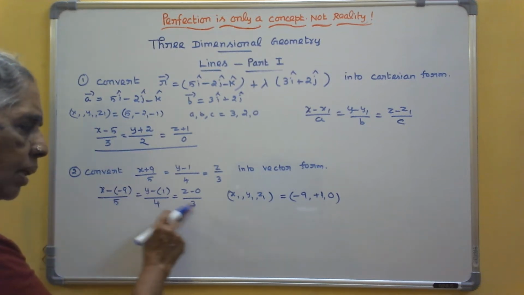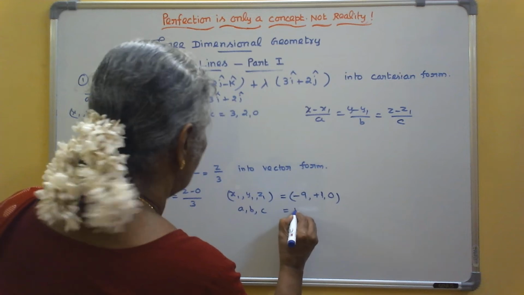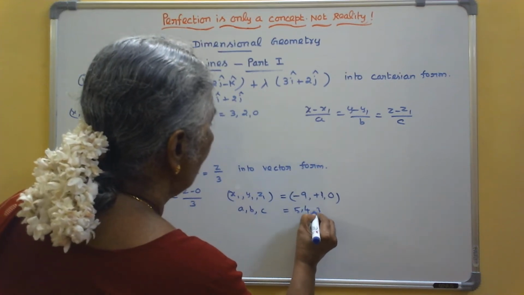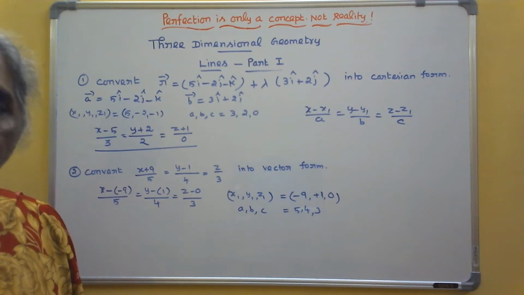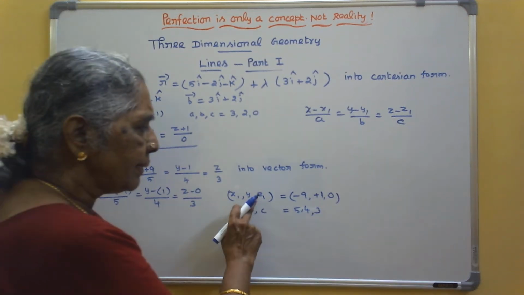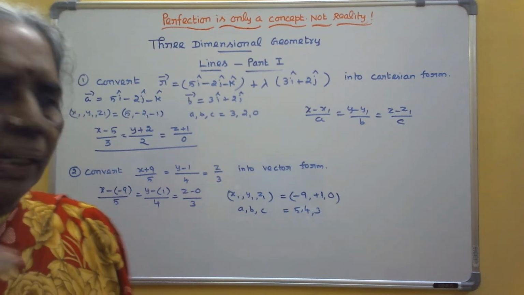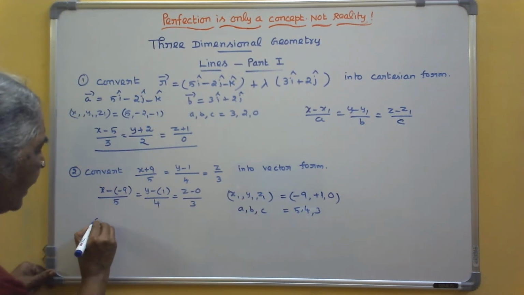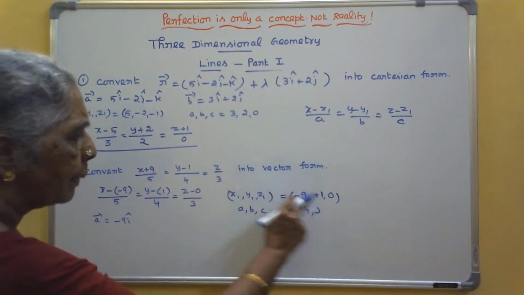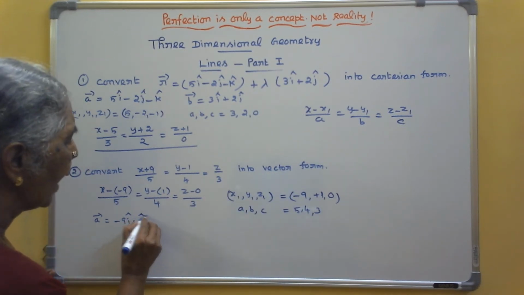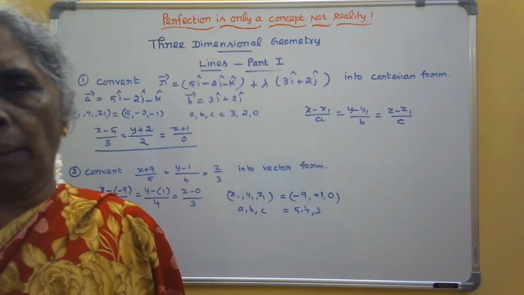And this DRs, that is a, b, c is equal to 5, 4, 3. Now I am going to write the vector format. You know this x1, y1, z1, the point is nothing but a vector. Now how can I write a vector? That will be minus 9 i cap plus j cap. Because it is 0, there won't be any k cap there.